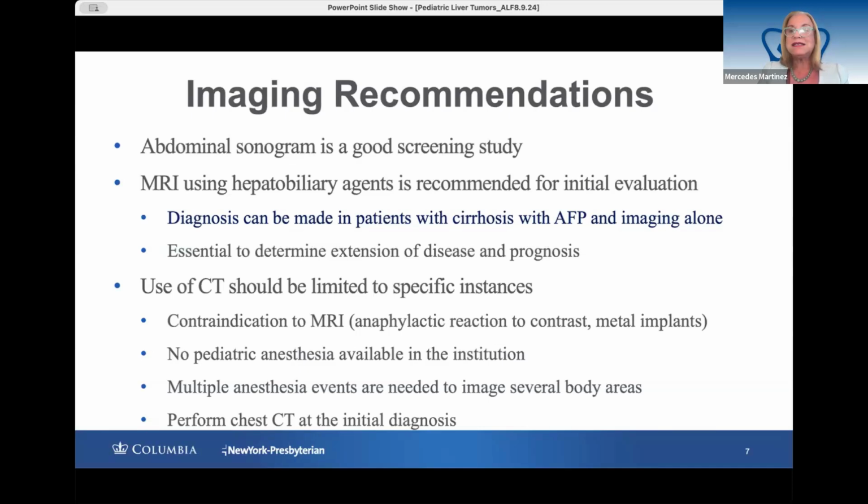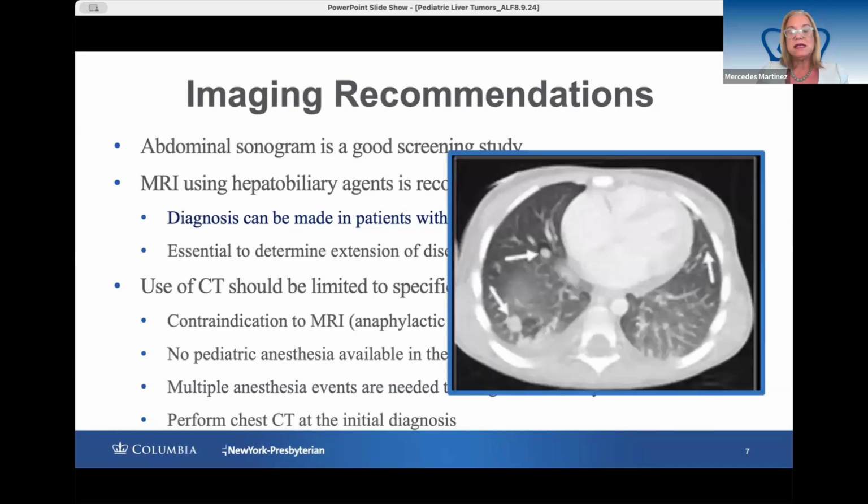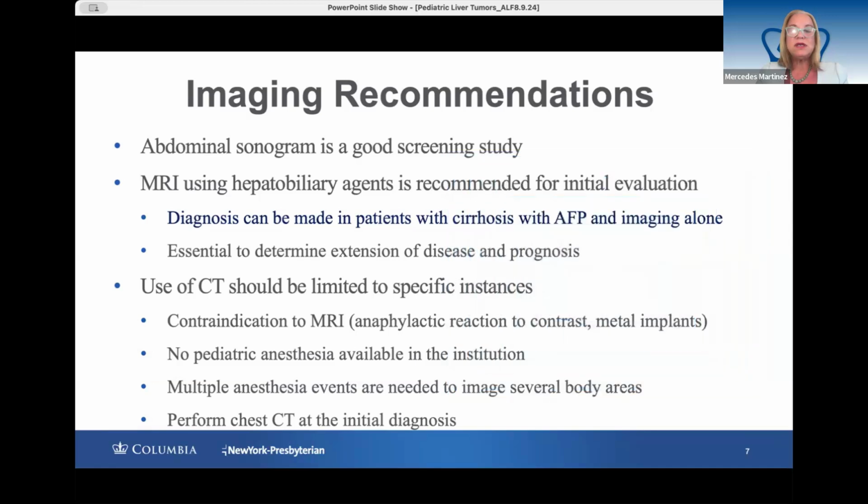A time that the CT scan is indicated for this patient is to evaluate the chest for chest metastasis, because it's a better modality since the MRI requires that the patients don't breathe. Having a CT scan is better to demonstrate the presence of metastasis, as I show here in this image. Then imaging is the most important tool to begin the evaluation.